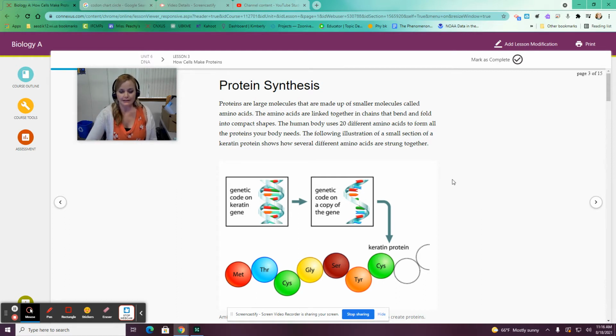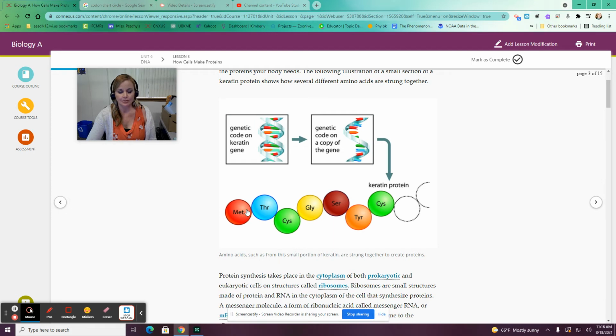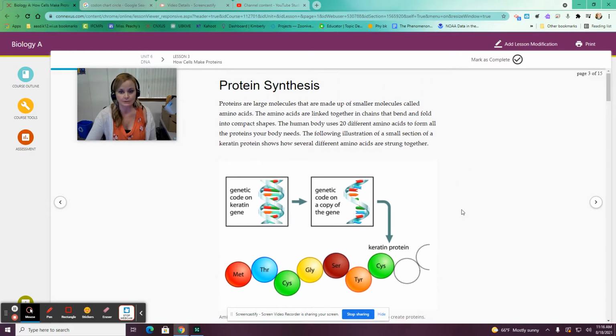So a protein is a group of amino acids that are linked together, and then eventually that chain of amino acids is folded up into a specific shape, which is what a protein actually is. With hemophilia, you lack the ability to produce a specific protein. Protein synthesis is how we produce those proteins to begin with.